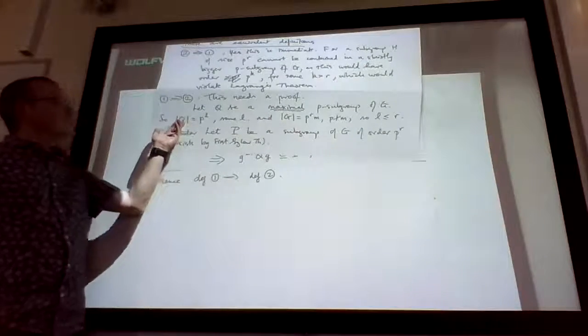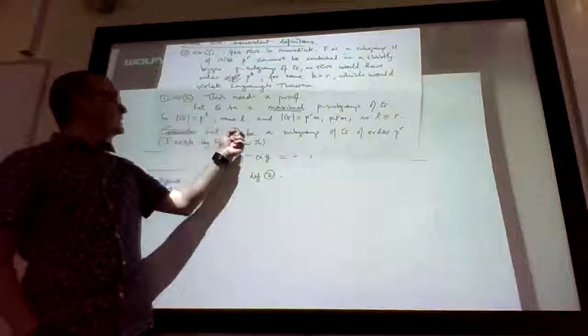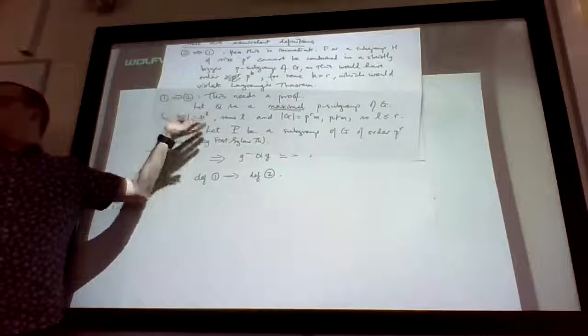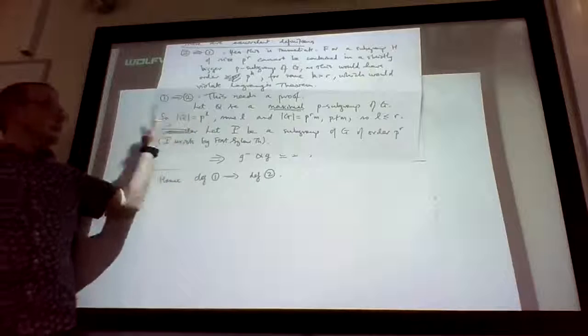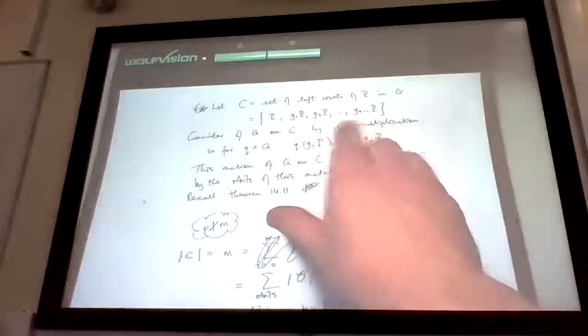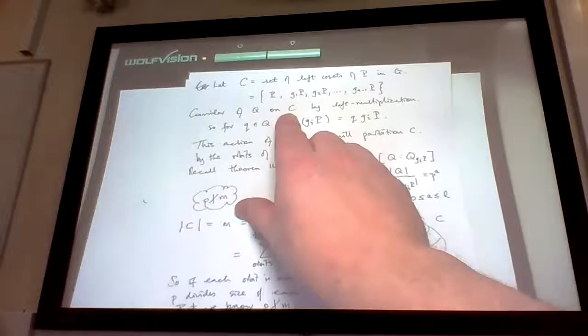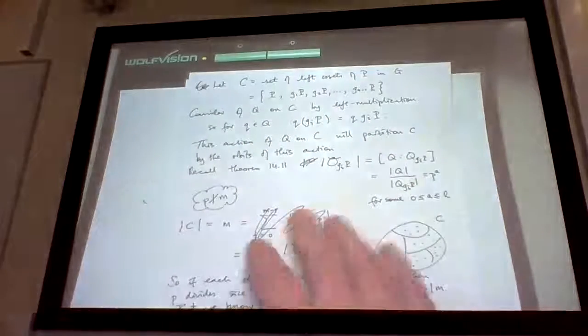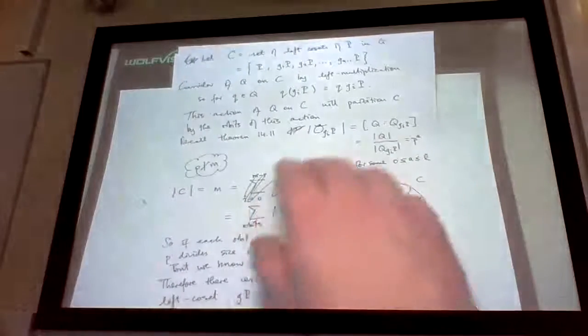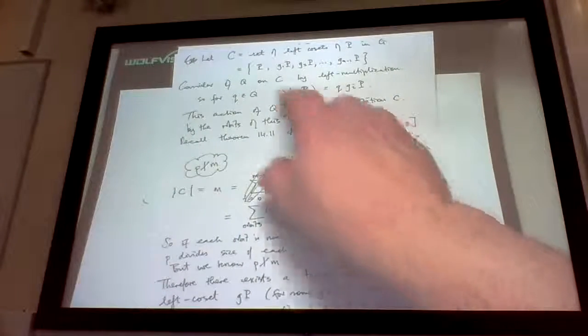If at this stage you let Q and P be two Sylow P subgroups, they both have the same size, P to the R. And then we can consider the action, say, on all the left cosets of one of them, of the P, and consider the action of Q on C by left multiplication. We still know the size of C is M.